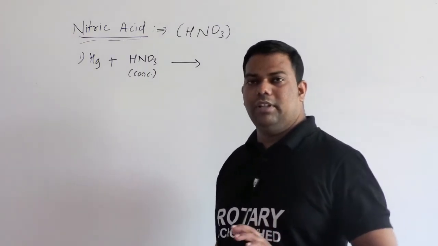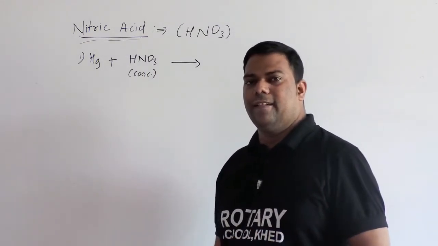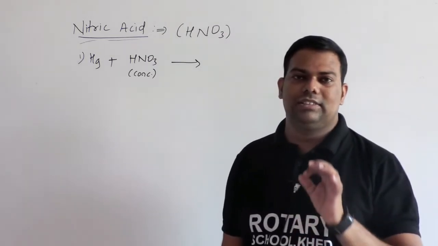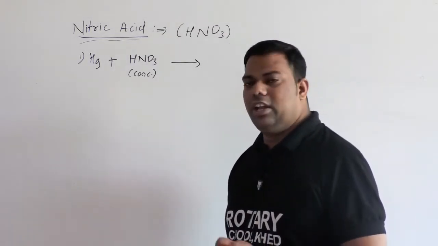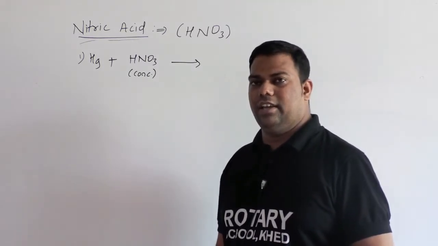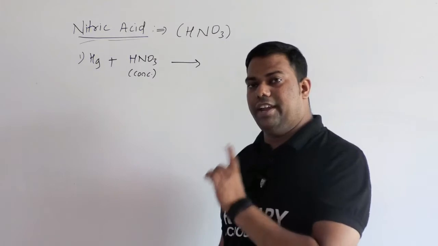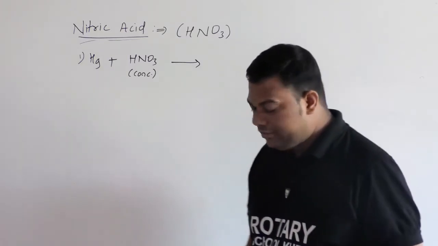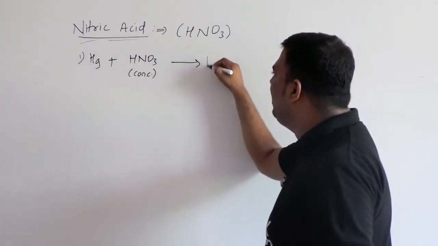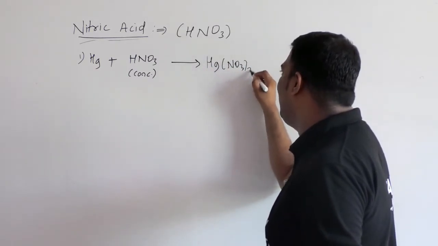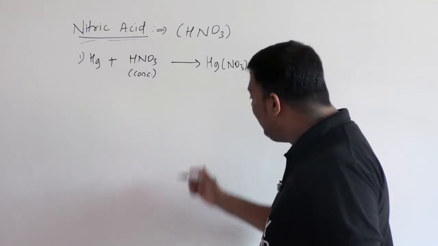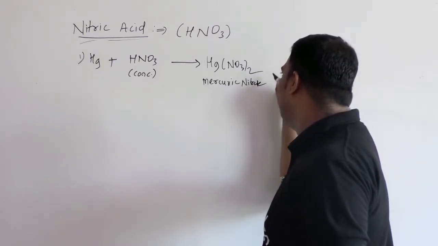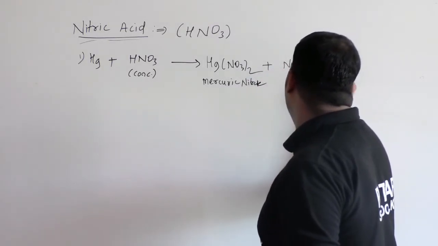Organic madhe asa kai nahiye ki tumhala byproduct lihayche garaj hai, but inorganic chemistry madhe tumhala byproduct lihna sudha important hai with that balanced chemical reaction. Organic madhe byproduct nahi lihla tari chalta, but here you must write the byproduct also with a balanced chemical equation. So mainly what you will get is Hg(NO3)2, mercuric nitrate, plus NO2 plus O2.